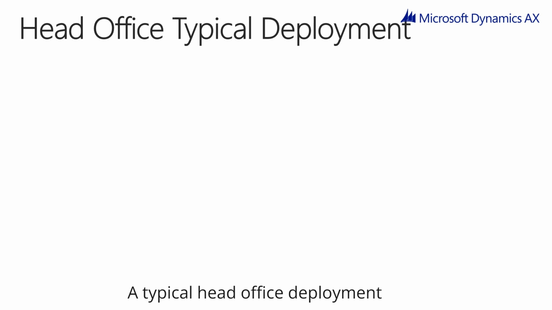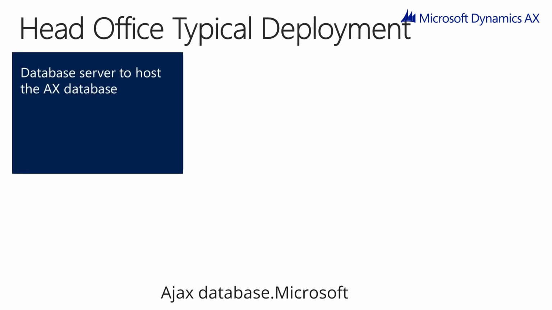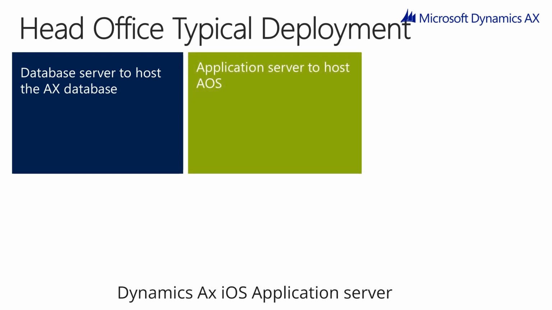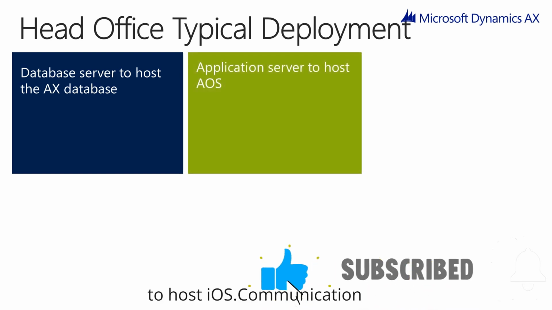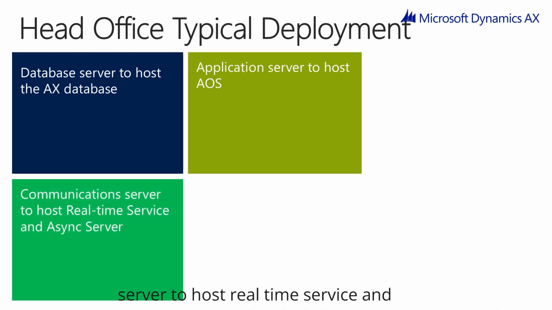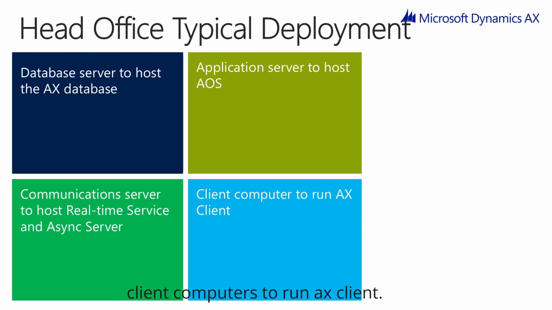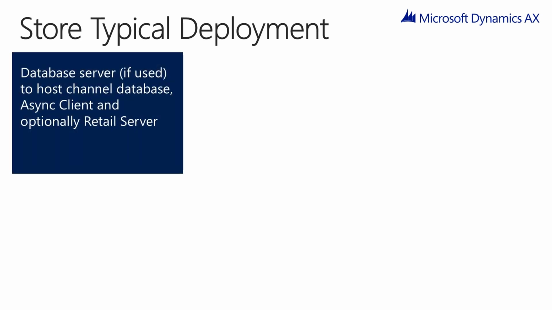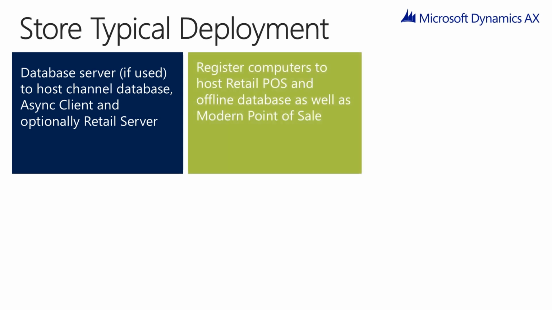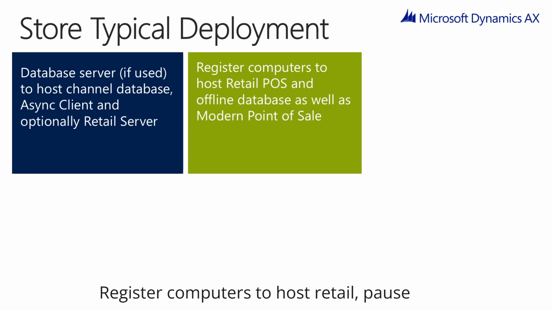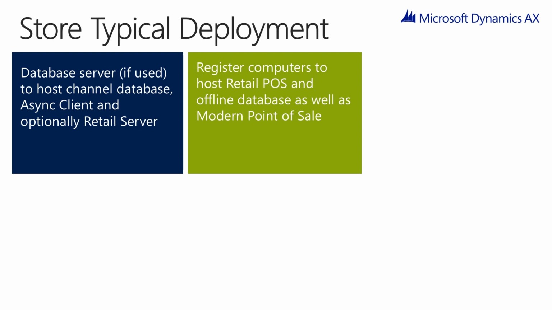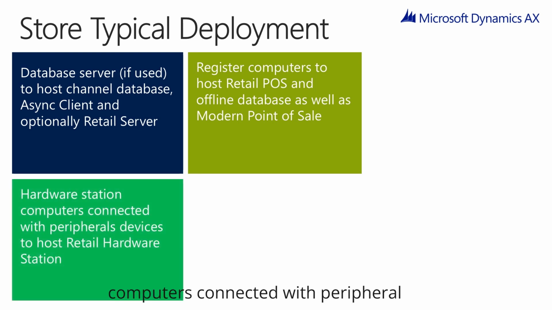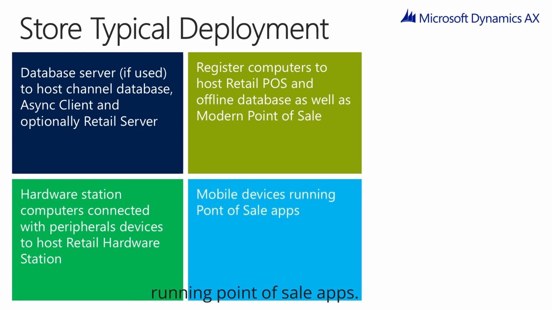A typical head office deployment involves database server to host the AX database, Microsoft Dynamics AX AOS, application server to host AOS, communication server to host real-time service and async server, Microsoft Dynamics AX client computers to run AX client. A typical store deployment involves database server to host channel database, async client, and optionally retail server. Register computers to host retail POS and offline database as well as modern point of sale. Hardware station computers connected with peripheral devices to host retail hardware station. Mobile devices running point of sale apps.